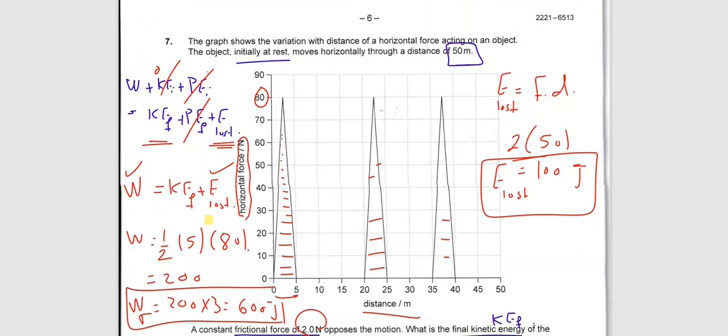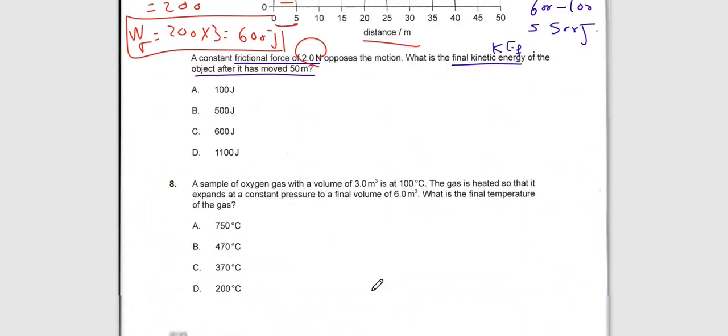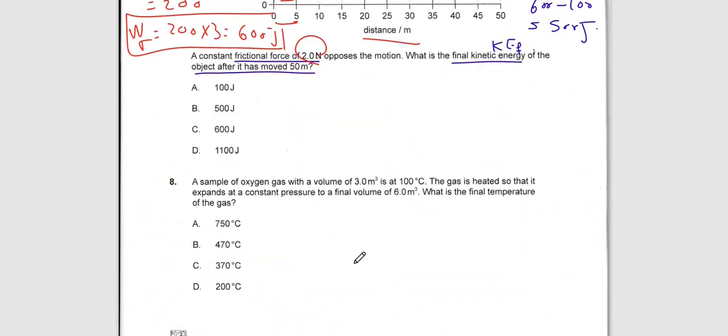So we go to this formula now. The kinetic energy final will be work applied minus the energy lost. So 600 minus 100 will equal 500 joule. So the kinetic energy final is 500 joule.